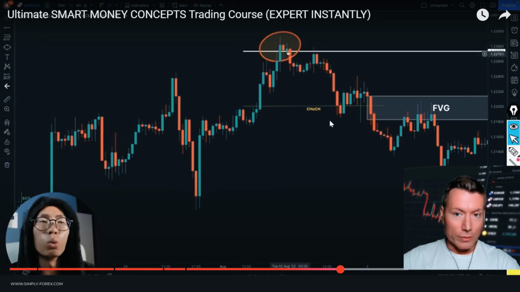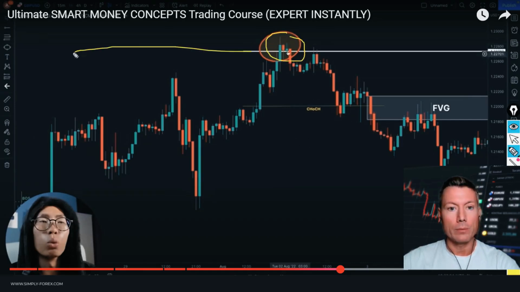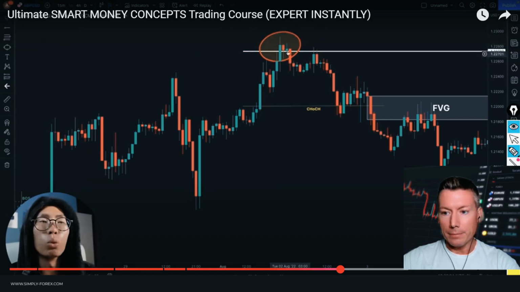There's no context here, right? We don't know if that's a liquidity grab. We need to see what's gone on over here, right? We don't know if that's a liquidity grab, okay? But let's carry on. Resistance, and then it came back down.